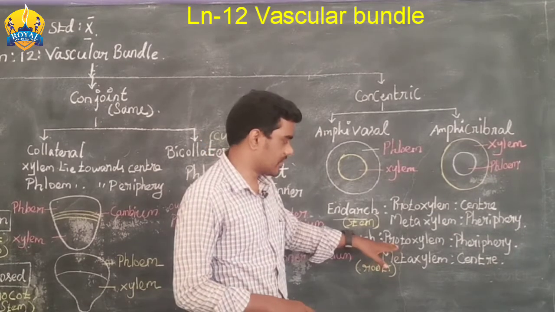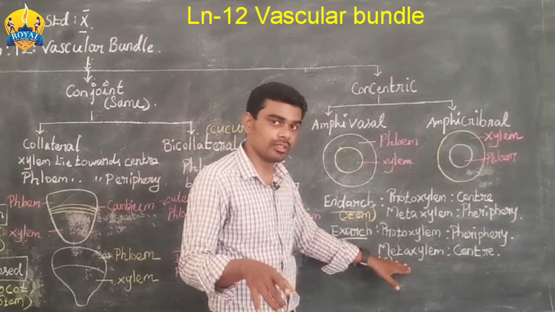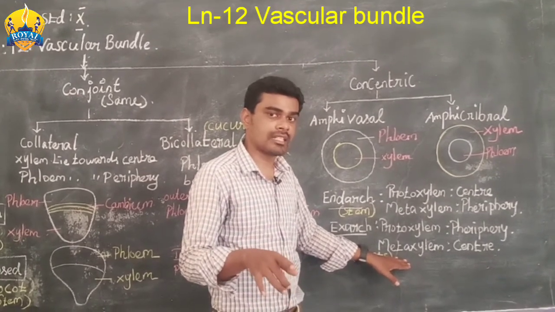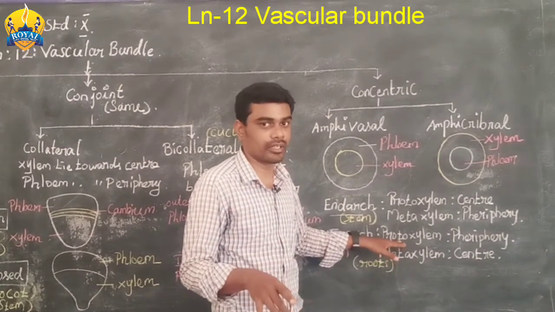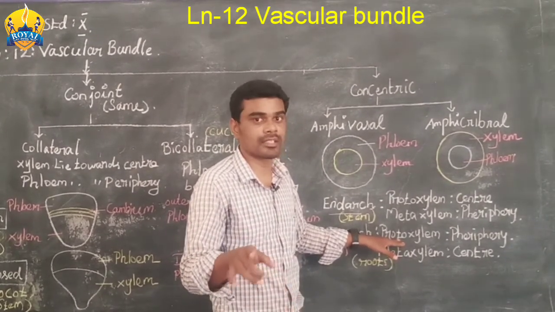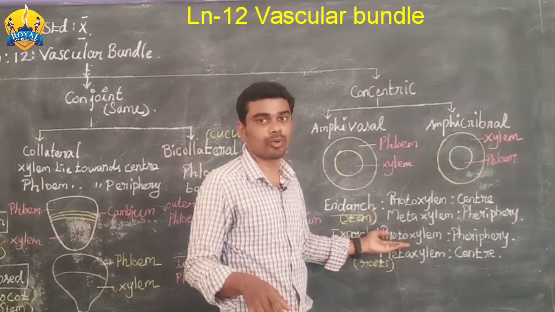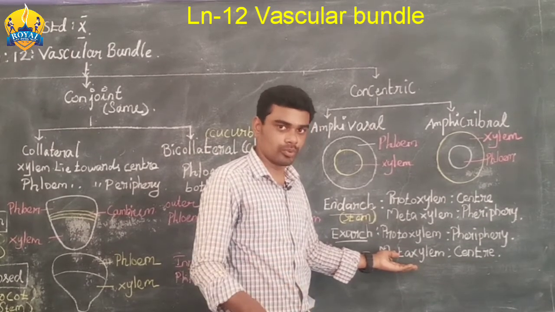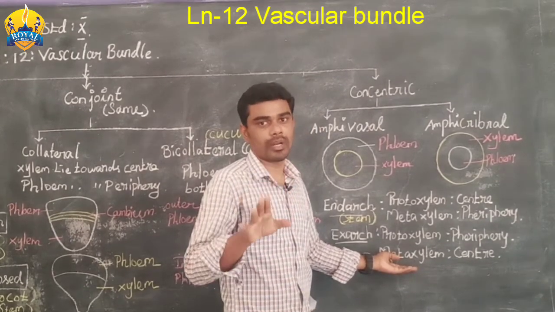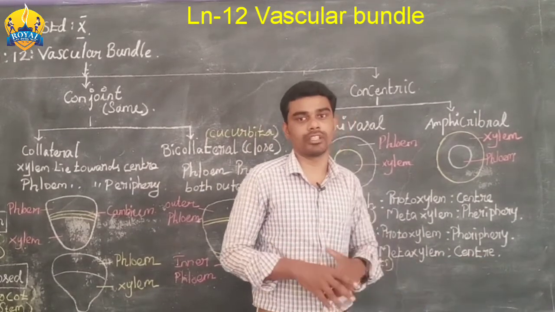The function of protoxylem is absorbing water from the soil. The function of metaxylem is the transfer of water. Metaxylem transfers the water from the root to all the parts of the plant body, and it is present in the center point.